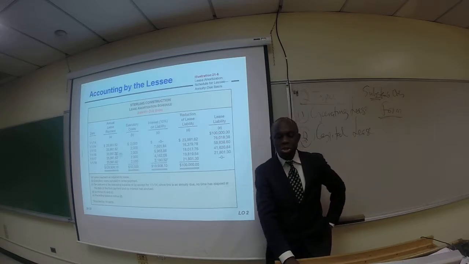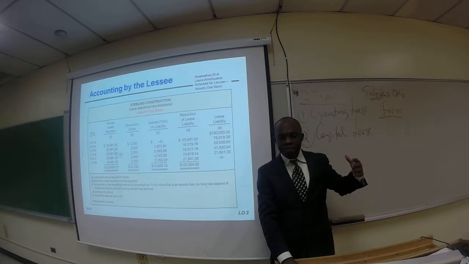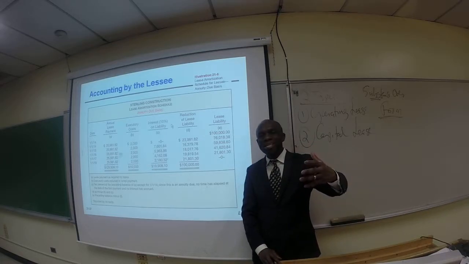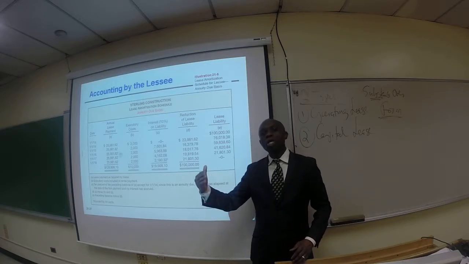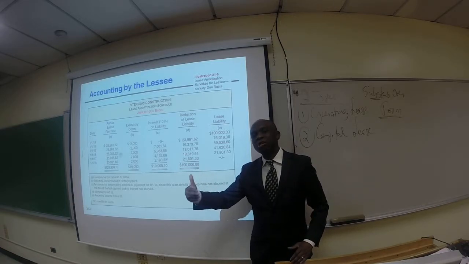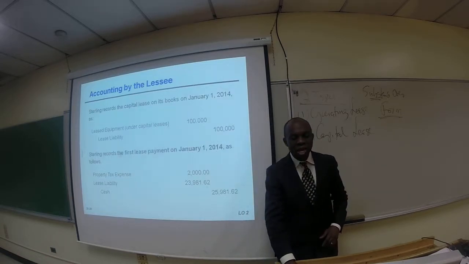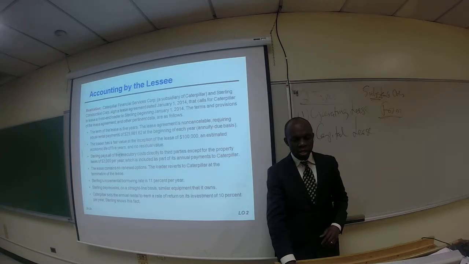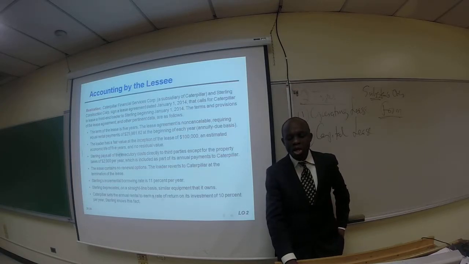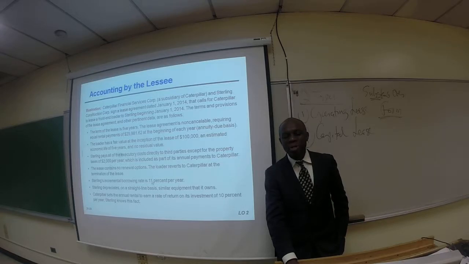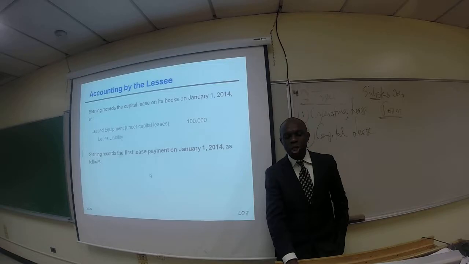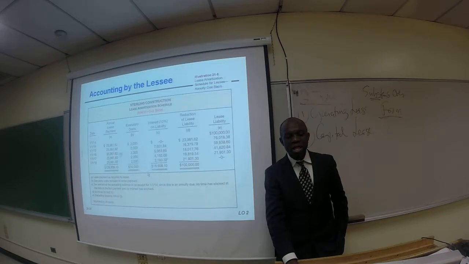Take a look at the next payment. This is what you need to pay attention to. The next payment of $25,981, of course, the $2,000 executory cost is backed out. The interest rate is 10%. Remember the interest rate rule, we use the lessee's incremental borrowing rate, or we use the lessor's implicit interest rate, whichever is lower. So in this case, as we established when we went through the first part, the lessor's rate is 10% and the lessee's incremental borrowing rate is 11%. So we are using 10%, the lessor's implicit interest rate, because it is lower than that of the lessee.